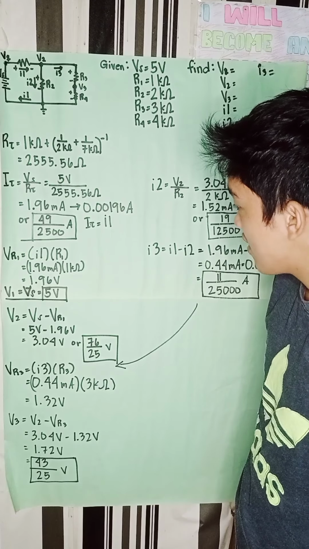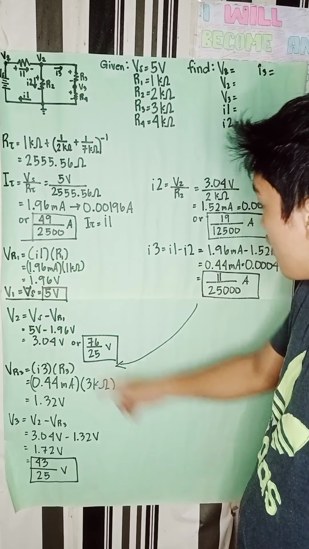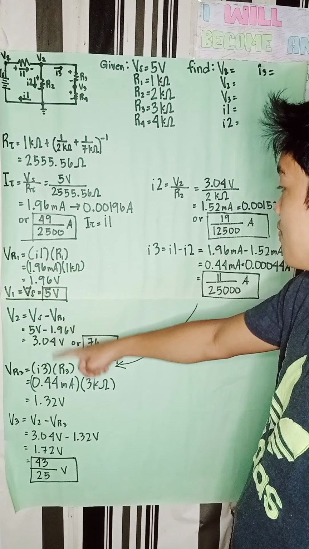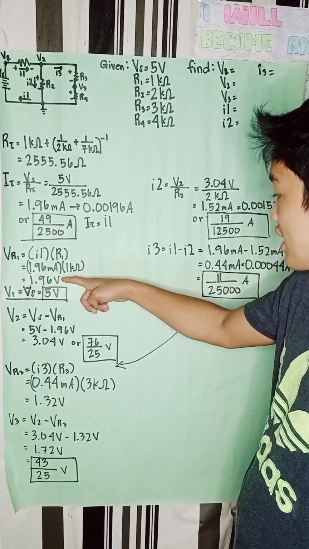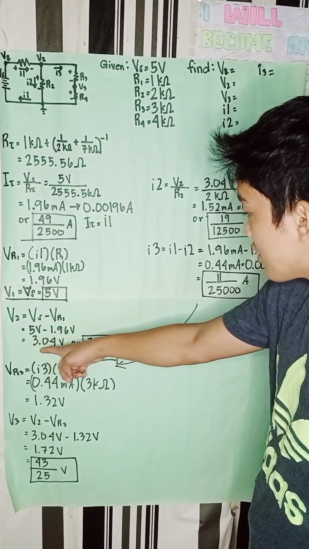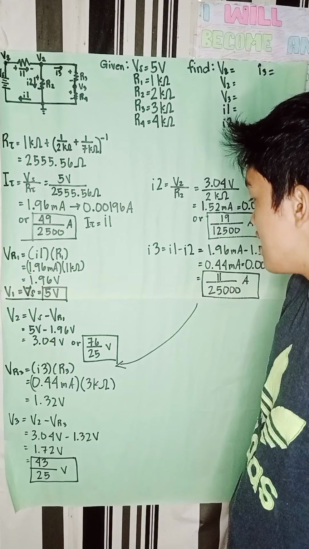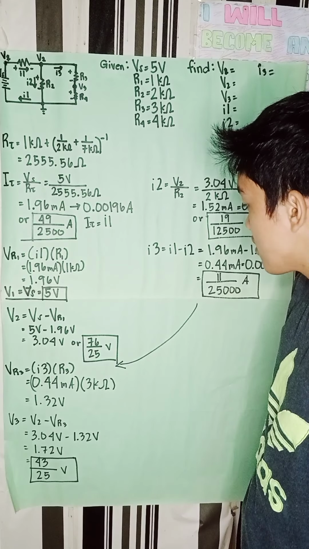Next is V2. So V2 is equal to Vs minus VR1. Vs is equal to 5 volts, then VR1 is equal to 1.96 volts. So it is equal to 3.04 volts or 76 over 25 volts.